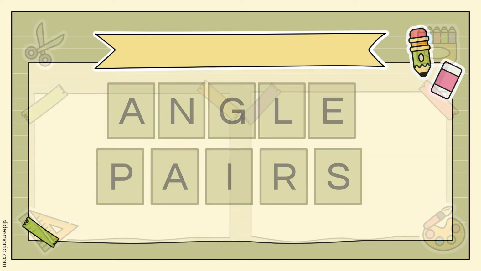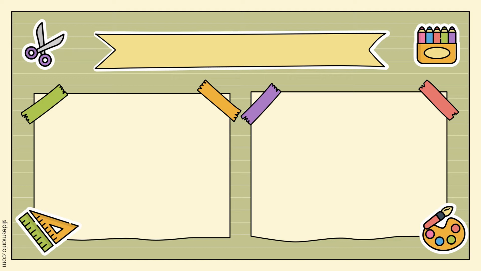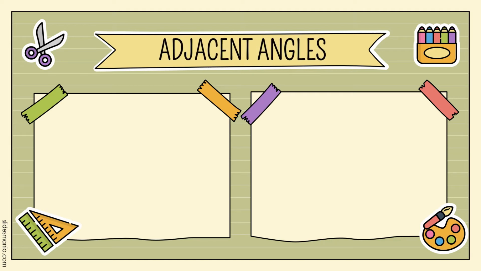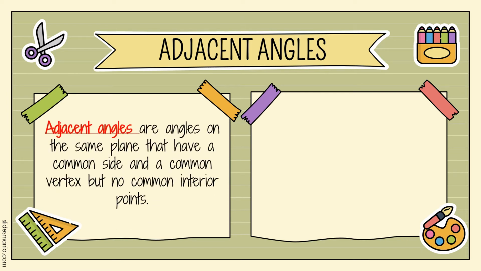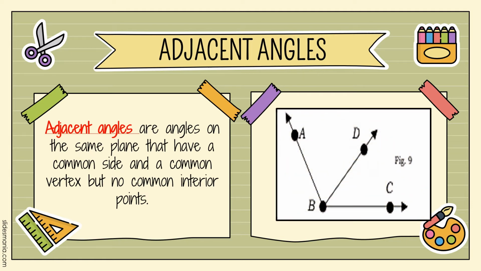The first angle pair that we are going to discuss is the adjacent angles. Adjacent angles are angles on the same plane that have a common side and a common vertex but no common interior points. An illustration of an adjacent angle is this one.